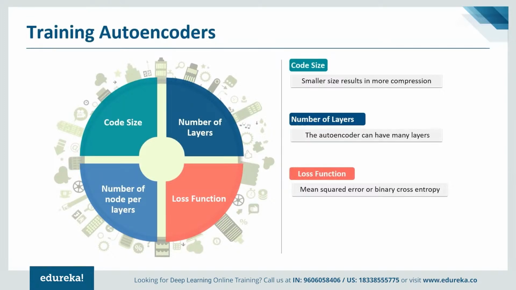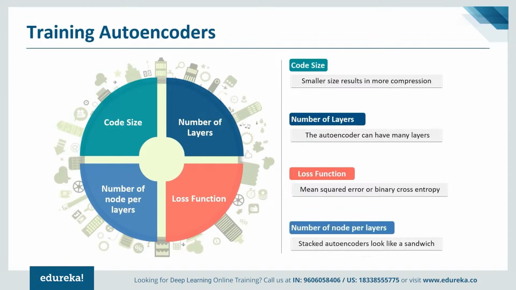Next is the loss function. So we either use mean squared error or binary cross entropy. Now if the input values are in the range 0 to 1, then we typically use cross entropy, otherwise we use the mean squared error. Next is the number of nodes per layer. So the number of nodes per layer decreases with each subsequent layer of the encoder and increases back in the decoder. Also, the decoder is symmetric to the encoder in terms of layer structure, but this is not necessary and we have total control over these parameters.